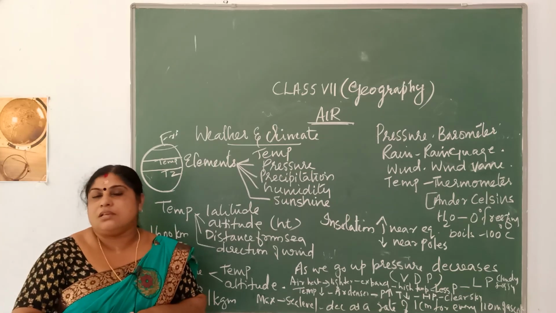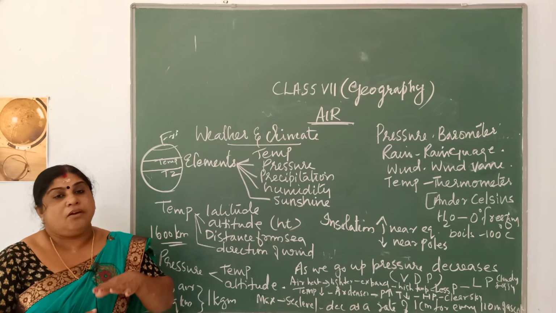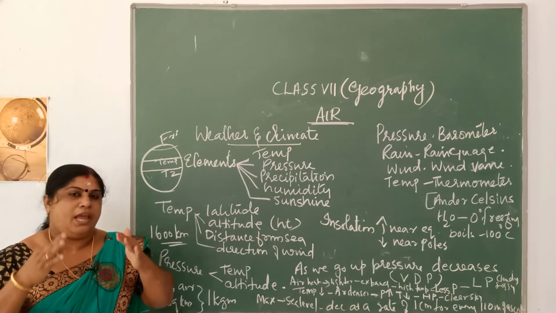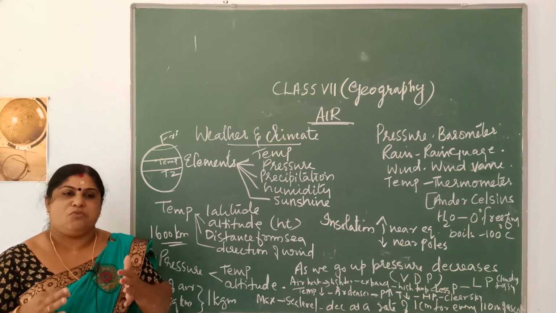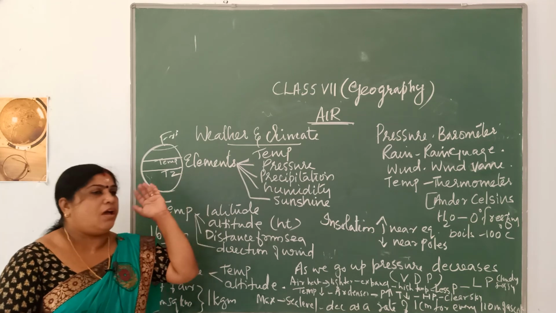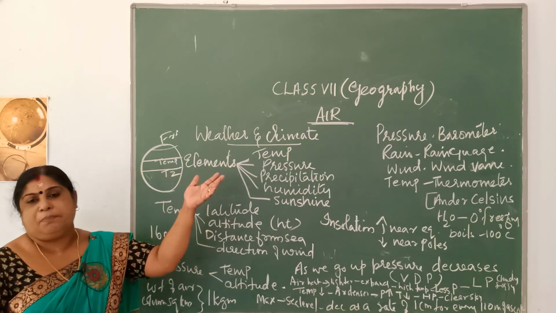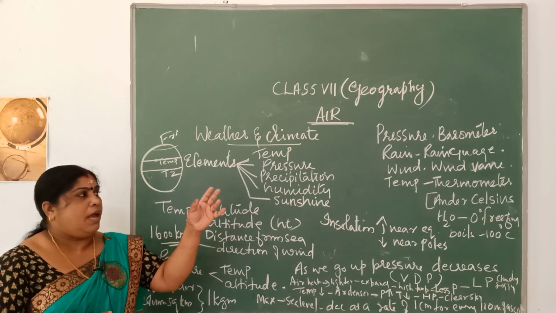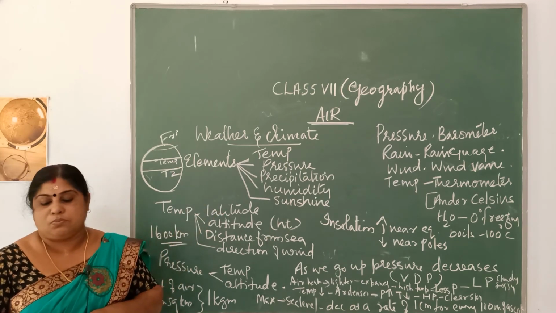This is called atmospheric pressure, and I already told we do not feel it, but it is exerted. This air pressure is exerted equally in all the directions, and you have an instrument to measure air pressure which you call a barometer. So, barometer is an instrument that is used to measure atmospheric pressure.